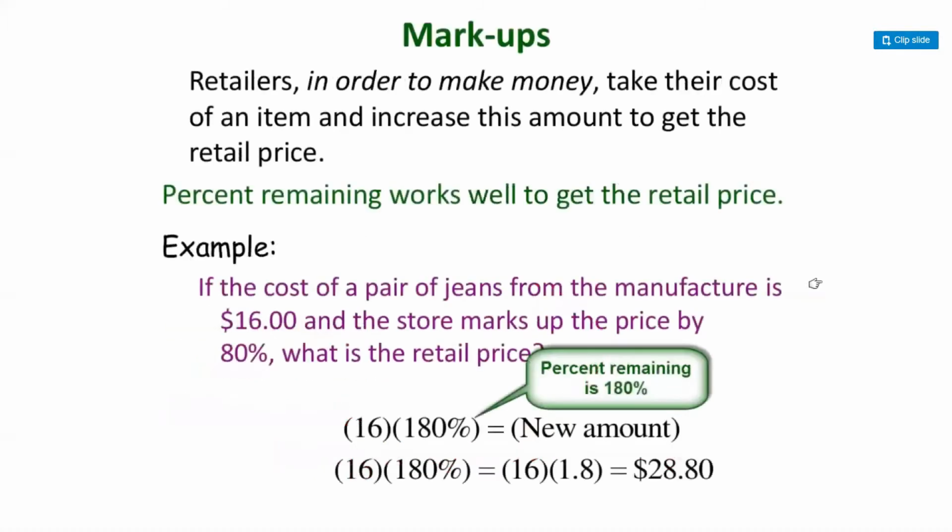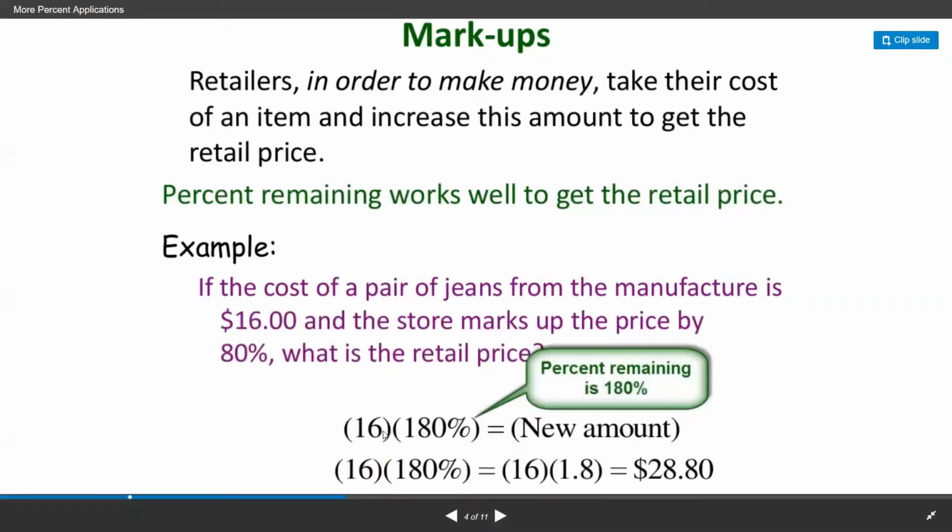So let's take a look at an example of markup. So let's say we're in business. Retailers, in order to make money, take their cost of an item and increase this amount to get the retail price. Percent remaining works well to get the retail price. Our example, if the cost of a pair of jeans from the manufacturer is $16 and the store marks up the price by 80%, what is the retail price?